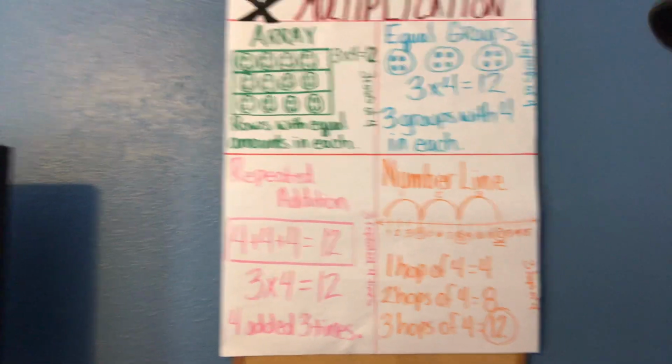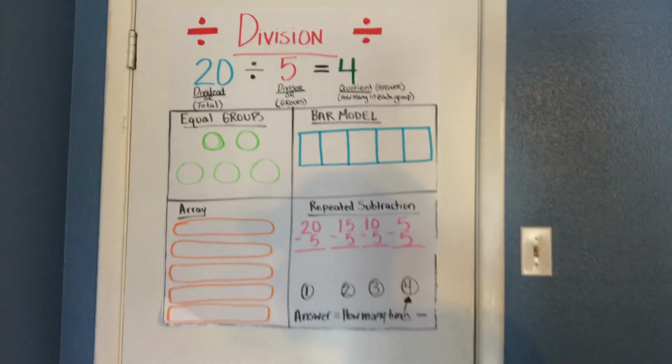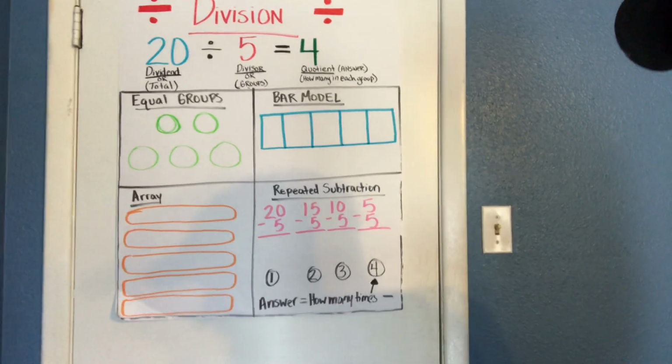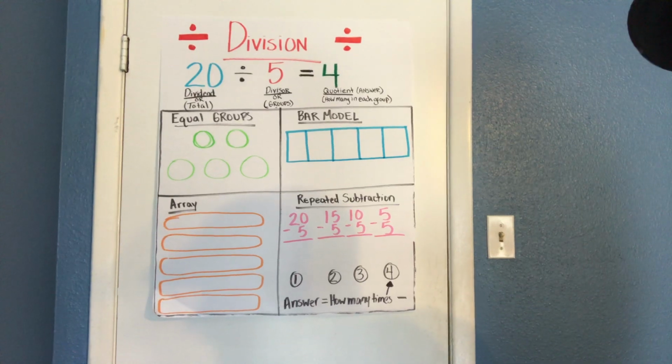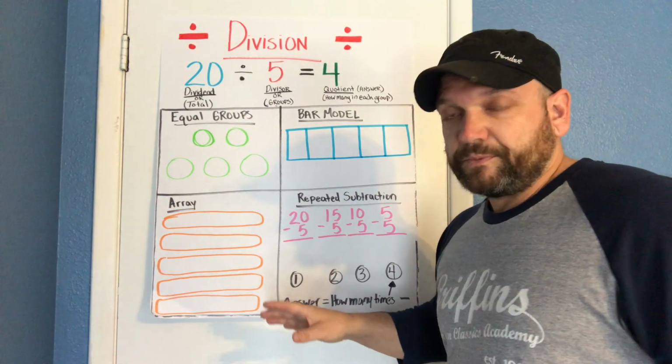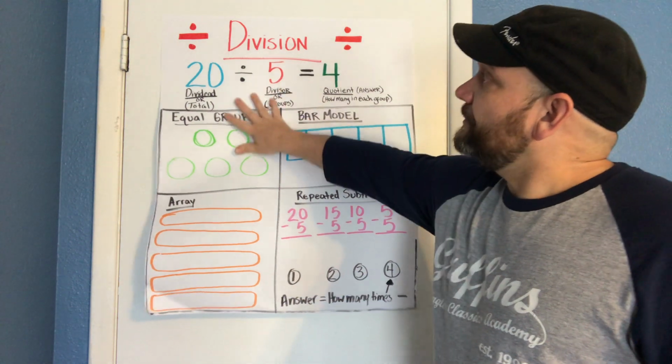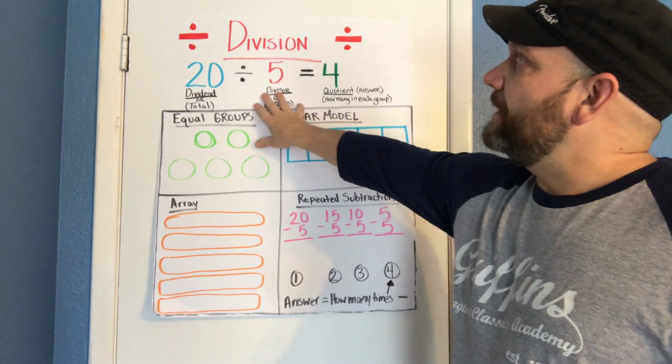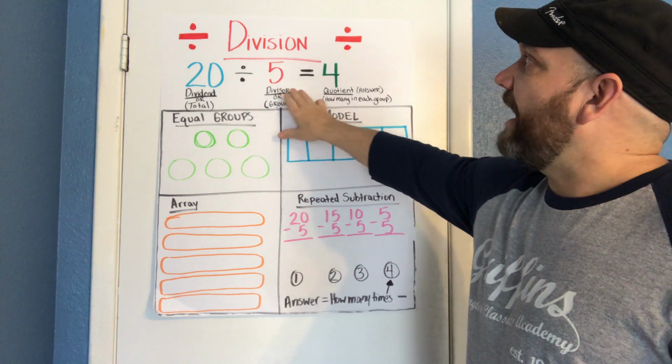But when we go over to division, we have some other ways to do the same thing, but we're not trying to find the total because we already know the total. So we're going to kind of do this together. Right here, I'm representing the problem 20 divided by 5 equals 4.